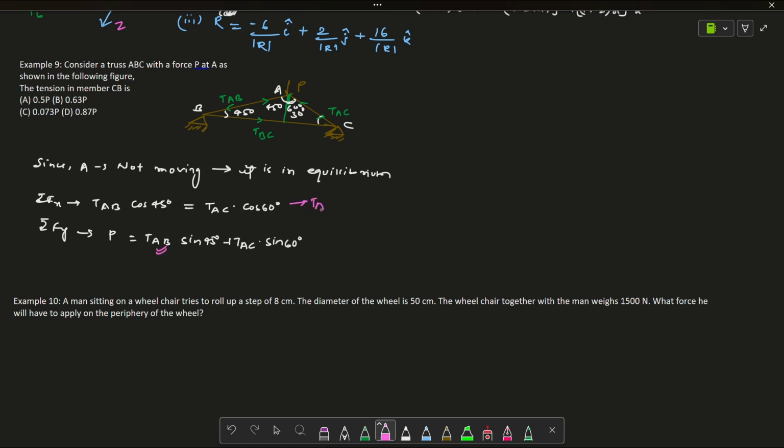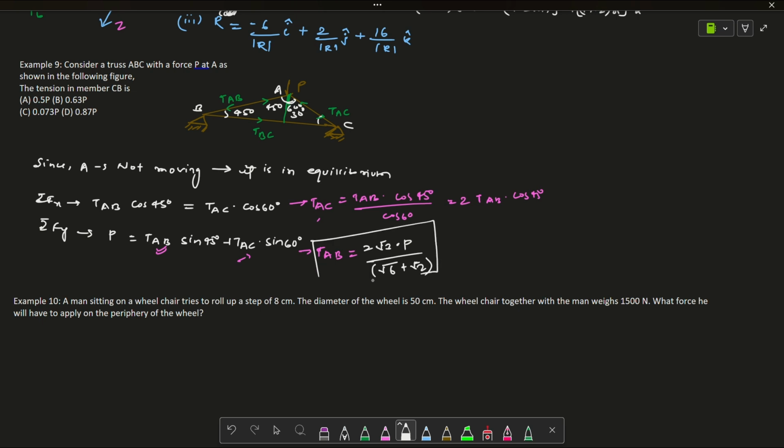So we will replace TAC in terms of TAB. We did this question earlier as well, in the same process. Cos 60 is 1/2, so we will write TAB into cos 45 degrees, and we will replace TAC here and find TAB in terms of P. I am directly writing it here; you can solve it by yourself, the answer would be the same. I have solved it. So we get this as the tension in AB, and now we have to find BC.